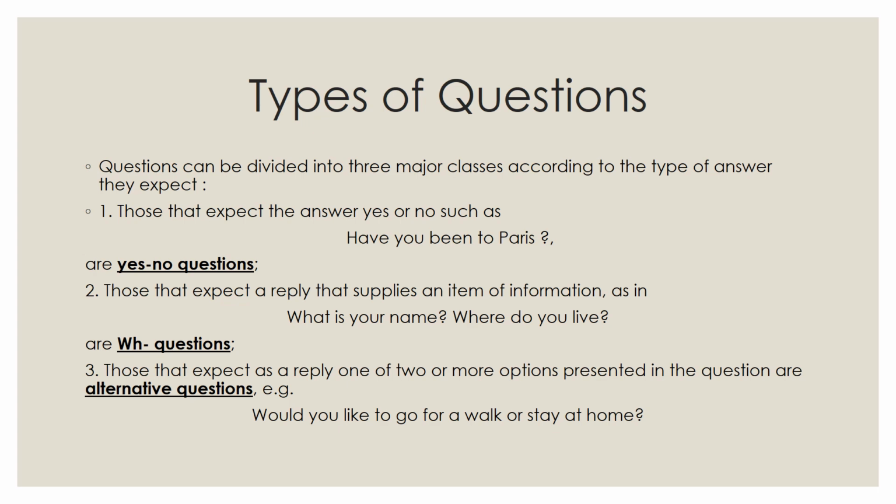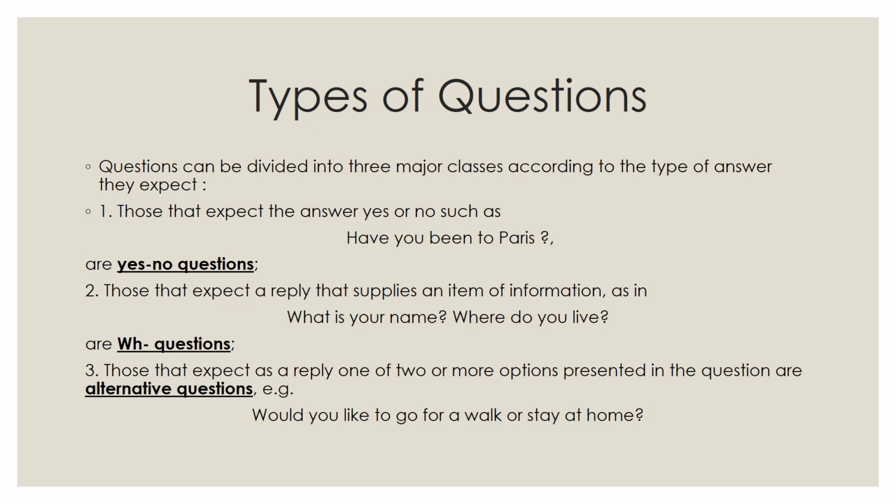The questions that expect the answer to be either yes or no are going to be called what? Yes/no questions. For example, have you been to Paris? Asking such a question is going to be answered by only saying yes I have or no I haven't. And the structure of such a question is that it starts with the auxiliary, followed by the subject, followed by what? The main verb.